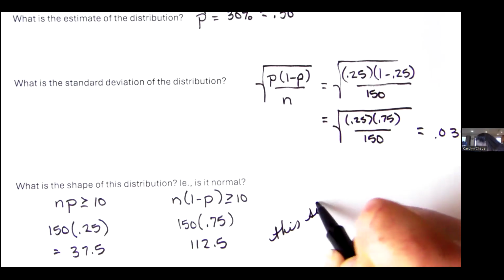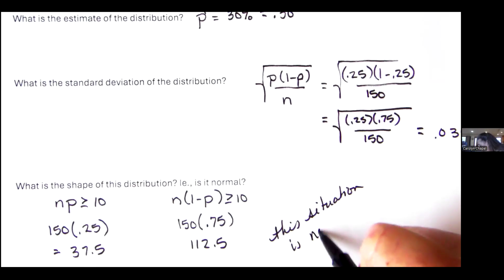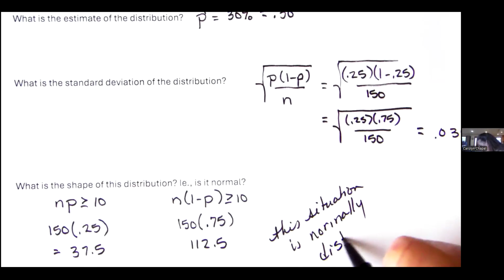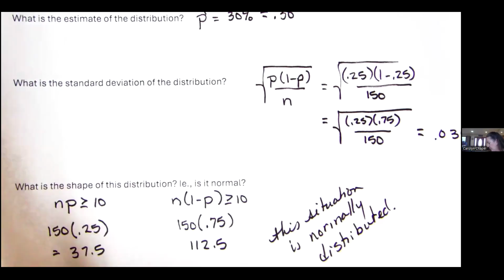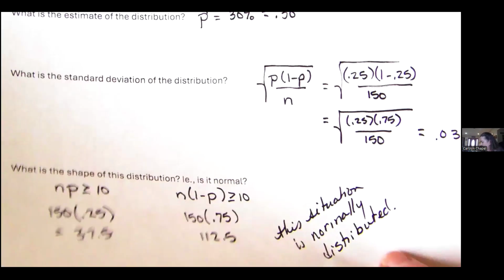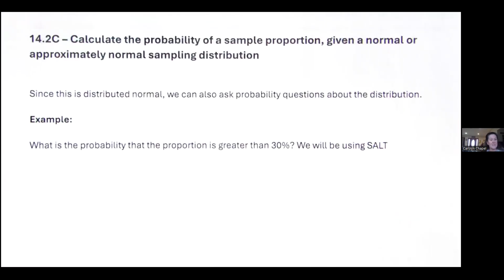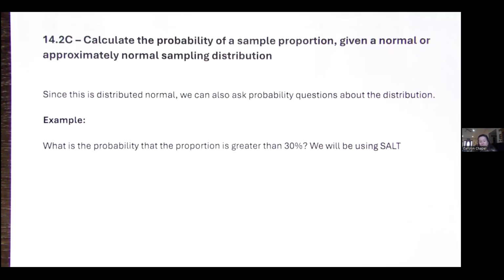This situation is normally distributed. So we would be allowed to use a normal curve. Okay. So let's just continue. Since it was normal, let's ask ourselves some questions.